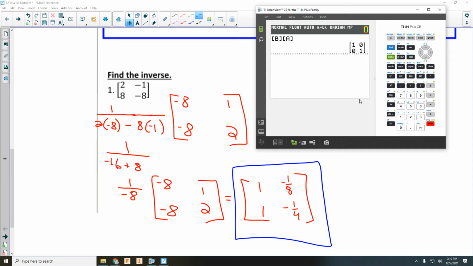Now, when you multiply that out, what did you get? 1, 0, 0, 1. That's the identity matrix because we got ones. Because what this is going to allow us to do is solve an equation.